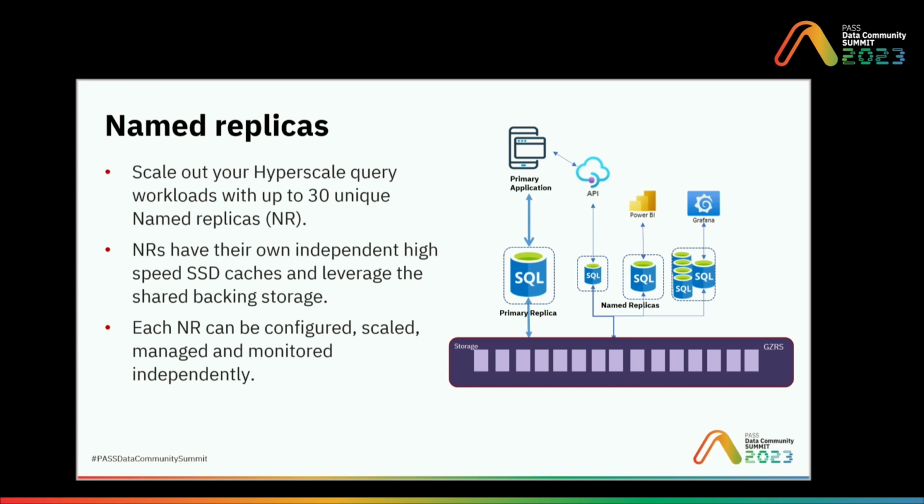Very good question. Let me repeat the question: the customer has 2 databases in the primary region, and they have named replicas. Can they join the read queries across those named replicas?